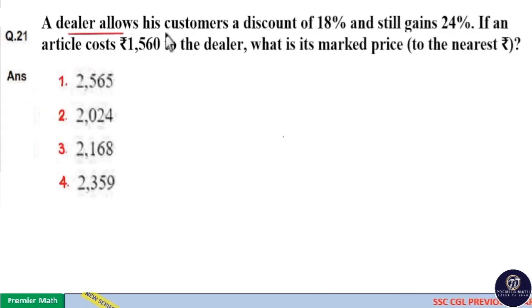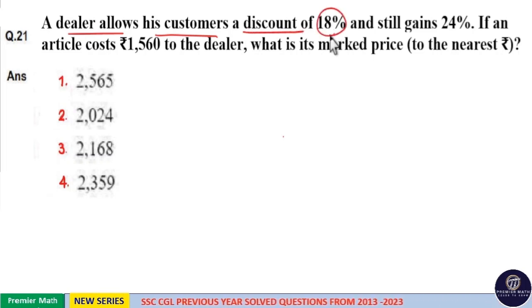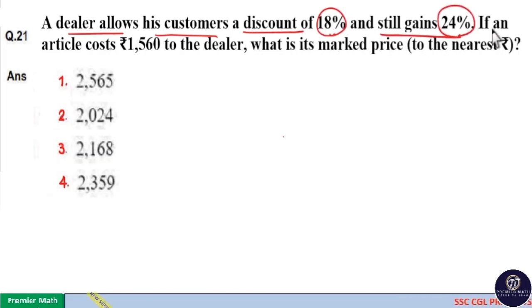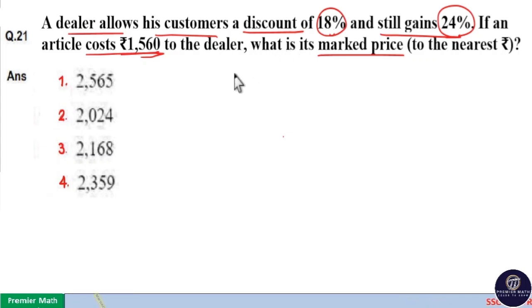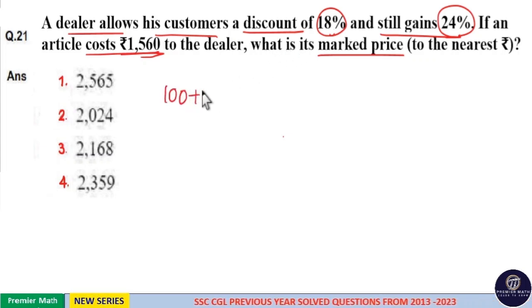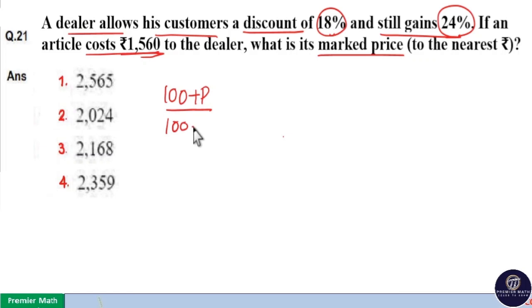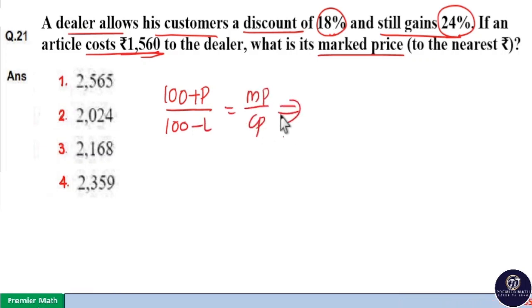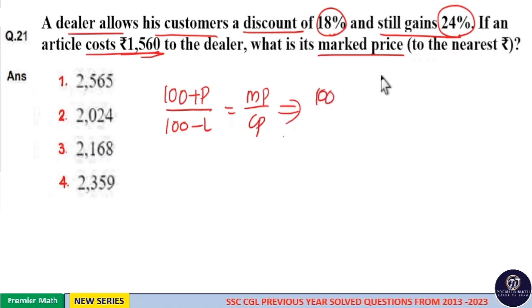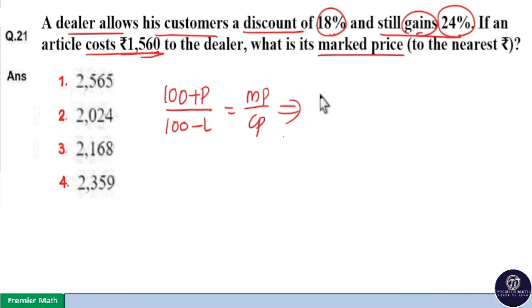A dealer allows his customers a discount of 18% and still gains 24%. If an article costs 1560 rupees to the dealer, what is its mark price? Here you can solve this by the ratio method, but you already know that 100 plus profit divided by 100 minus loss is equal to mark price by cost price. Now 100 plus profit, the gain being 24%, so 100 plus 24, 124 rupees.